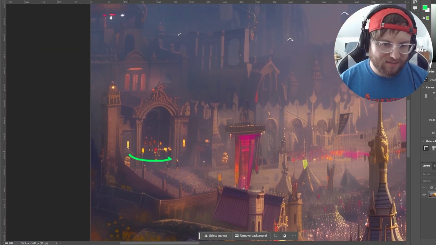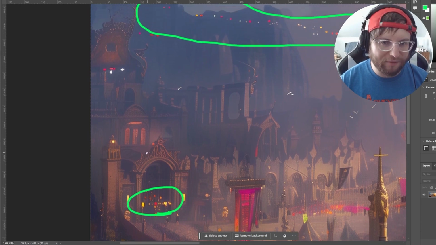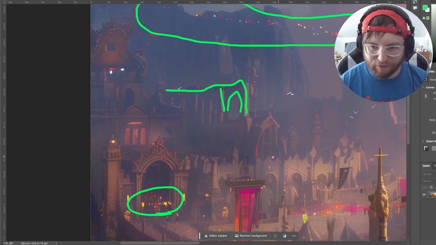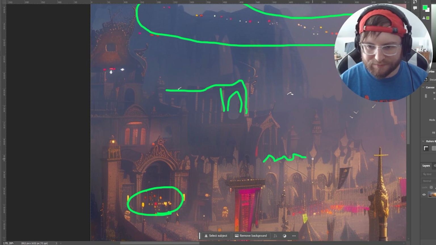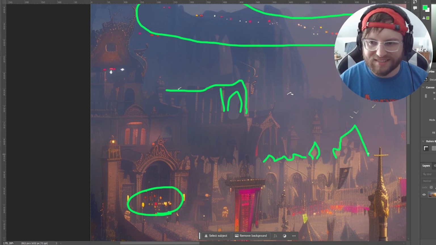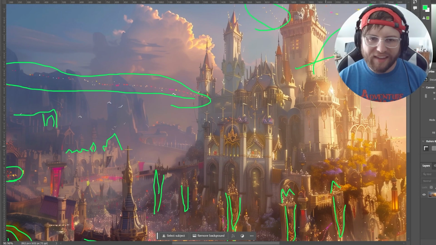And see, we've got more nice looking particles here. We've got more architecture that just doesn't make any sense. It's just greeble for the sake of greeble. None of it really makes any sense at all. And that's the gist of it.